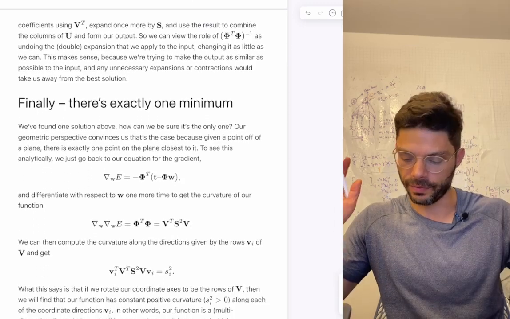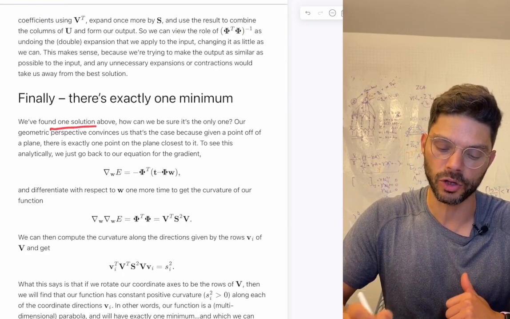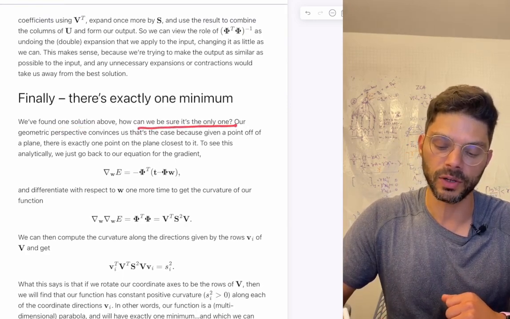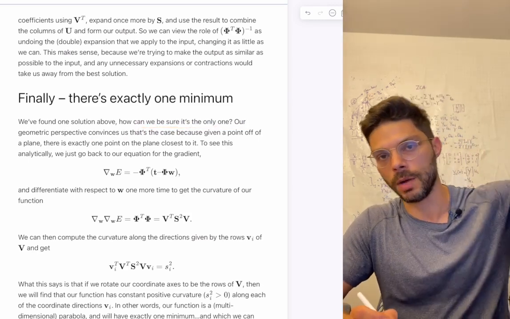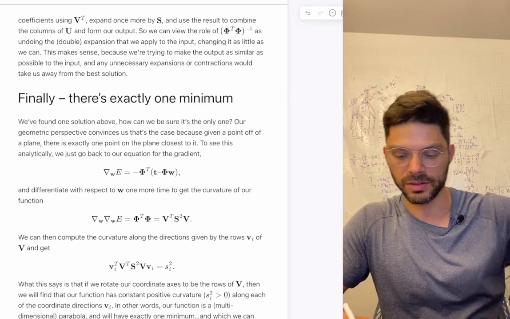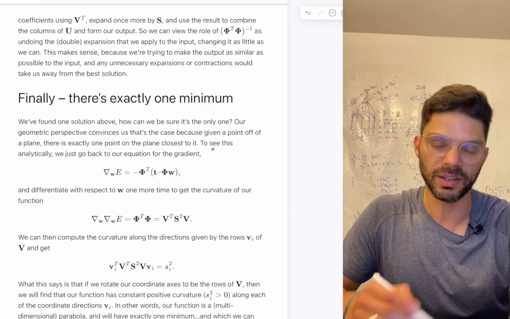Good, and then the final little piece, so that there's exactly one minimum. So we found one solution above. How can we be sure it's the only one? The geometric perspective kind of convinces us that's the case, where there's only one minimum on that span. But let's just see it analytically.